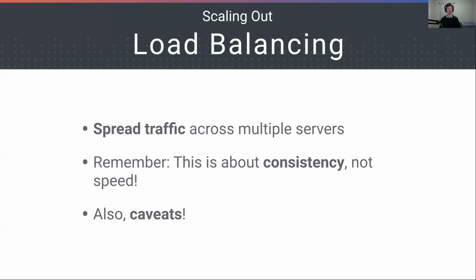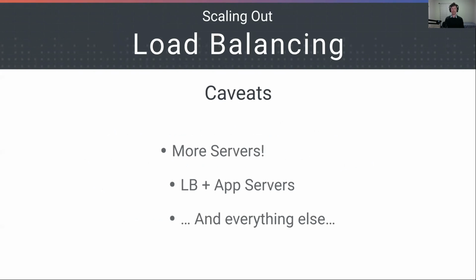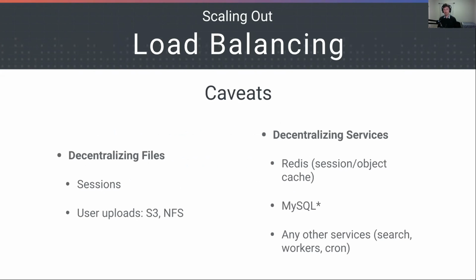Here, with a load balancer, we're adding to our infrastructure, and because of that, it comes with caveats. The obvious one is more servers, because we're adding a load balancer and we're adding multiple application servers to the load balancer. But there's everything else too, because we have to decide what to do with all of our ancillary services, our cache, our database, and all those other things we might have running.